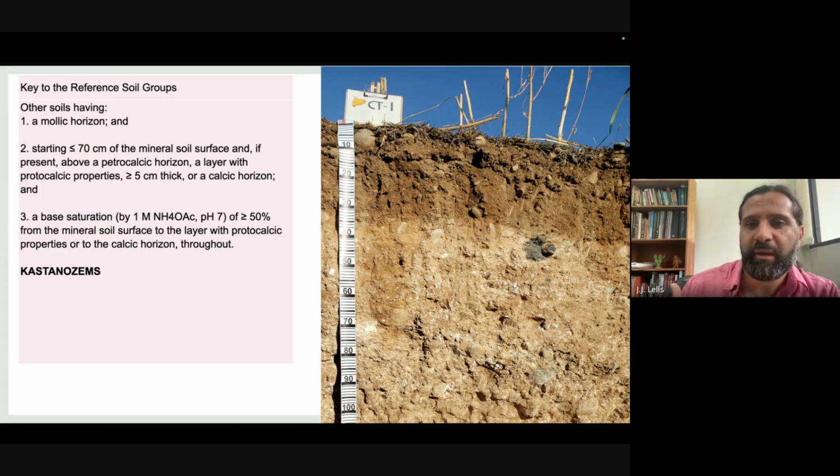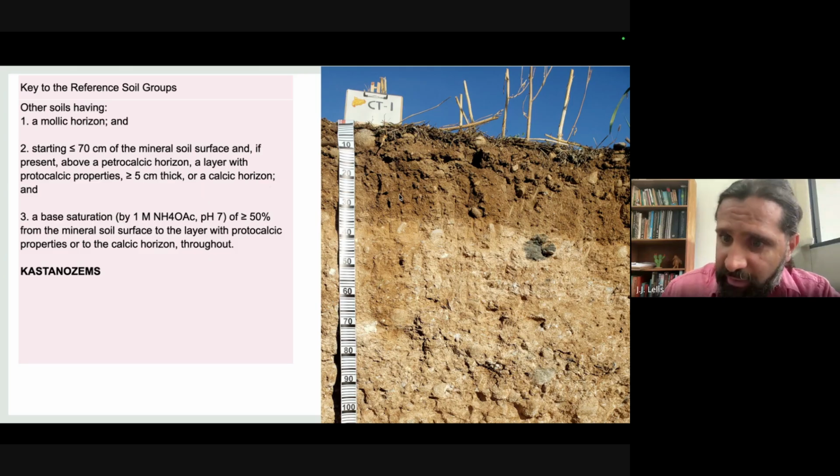It also demands darkish colors. It also demands a high base saturation. It also demands a high organic carbon content, but the organic carbon content could be lower than the chernic. The thickness could be lower than the chernic, and the color could be less dark than the chernic horizon. So this horizon is a mollic horizon.